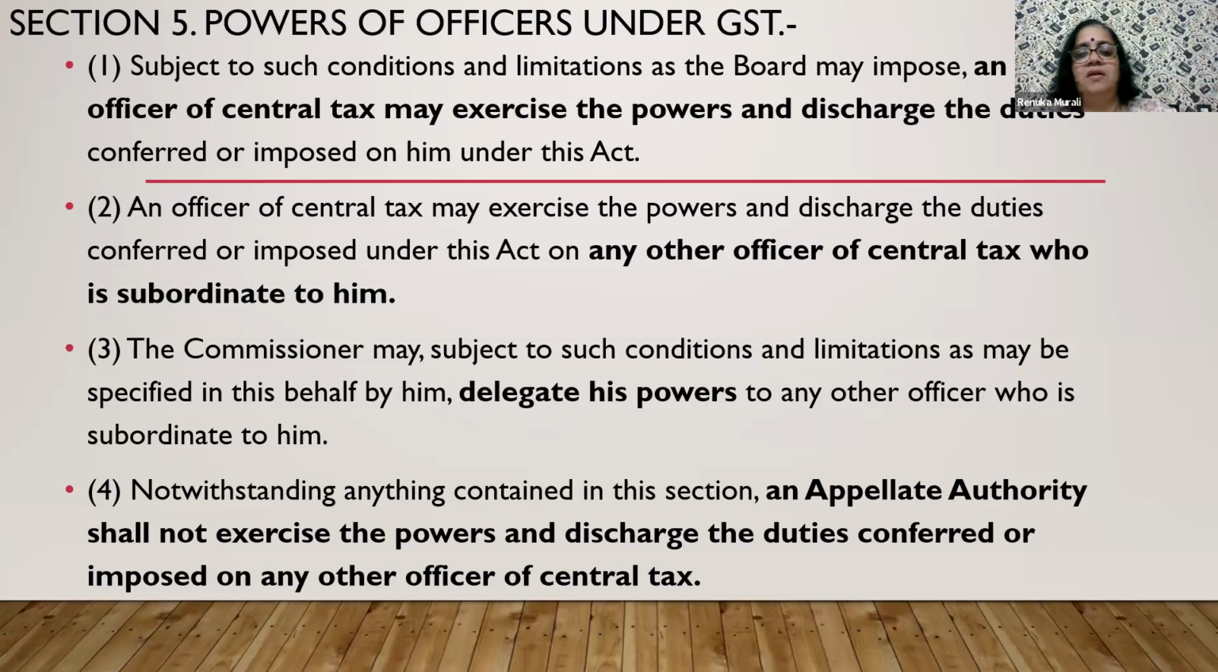And the fourth: an appellate authority shall not exercise the powers and discharge the duties conferred or imposed on any other officer of central tax. My understanding of the fourth point is that the appellate authority may say that this particular order is wrong. He can dismiss the order, he can sustain the order, but he cannot discharge the duties of an assessing officer. An appellate authority decides the dispute in favor of the assessee or the department, but he cannot interfere in the duties of the assessing officer per se. That is very important as far as subsection 4 of section 5 is concerned.